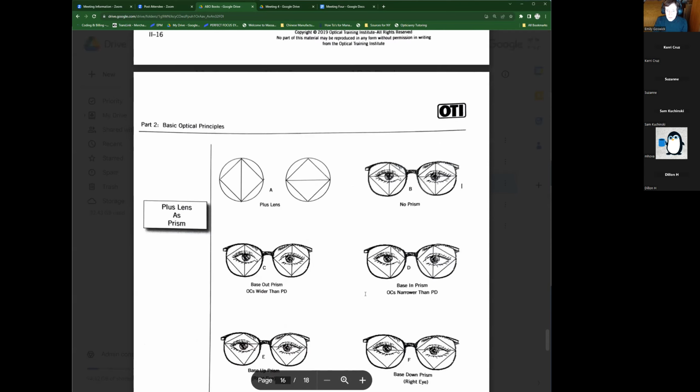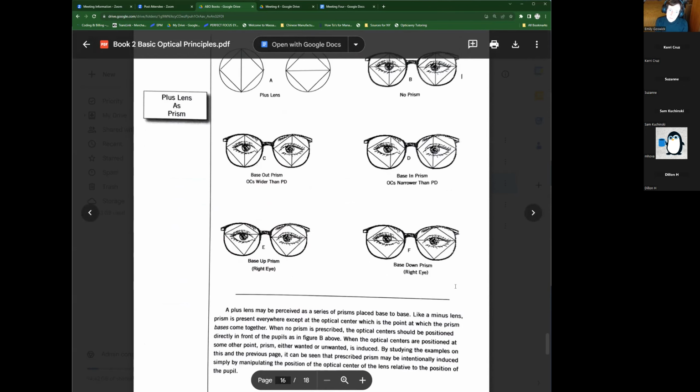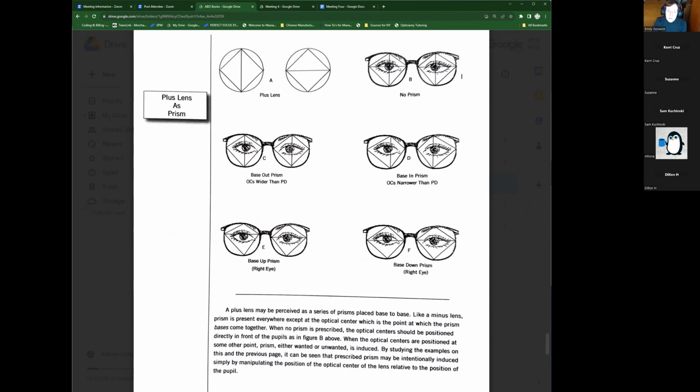And then very similarly, if we scroll down to the plus lenses with the base to base drawings, you can really see what it looks like. Again, you're just looking at the pupil.